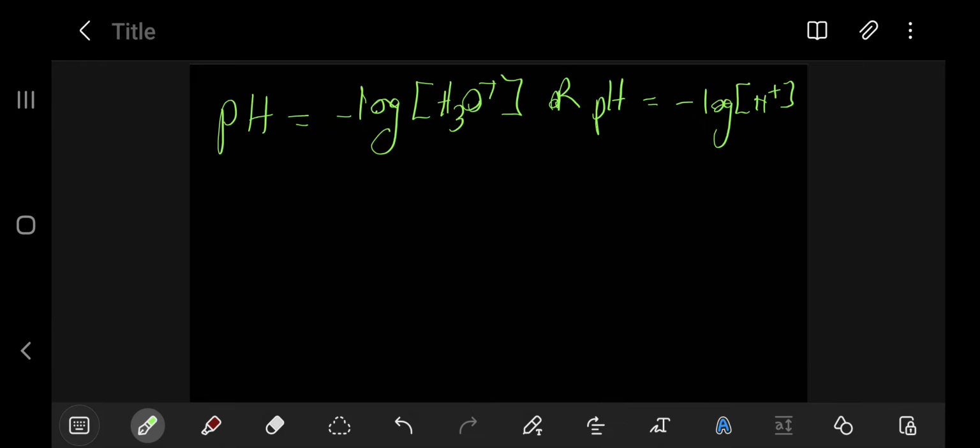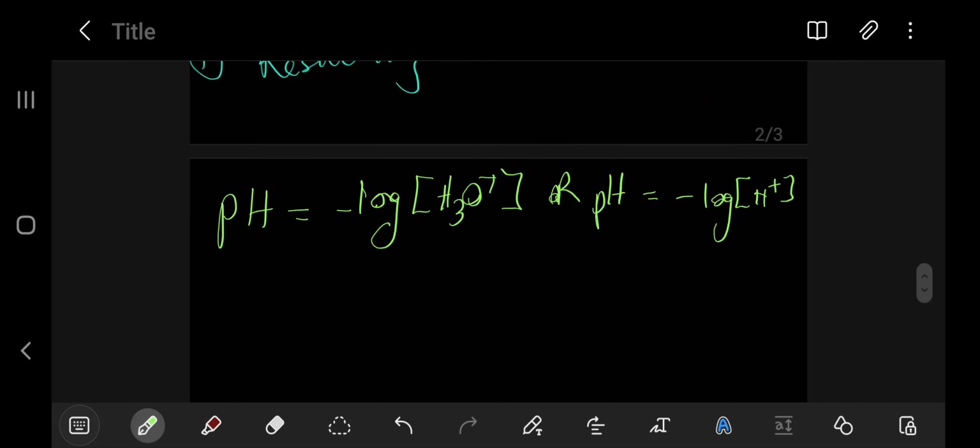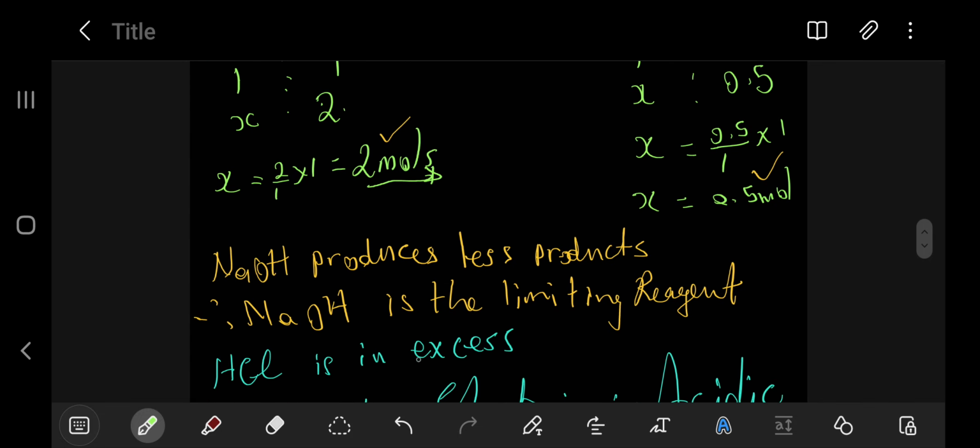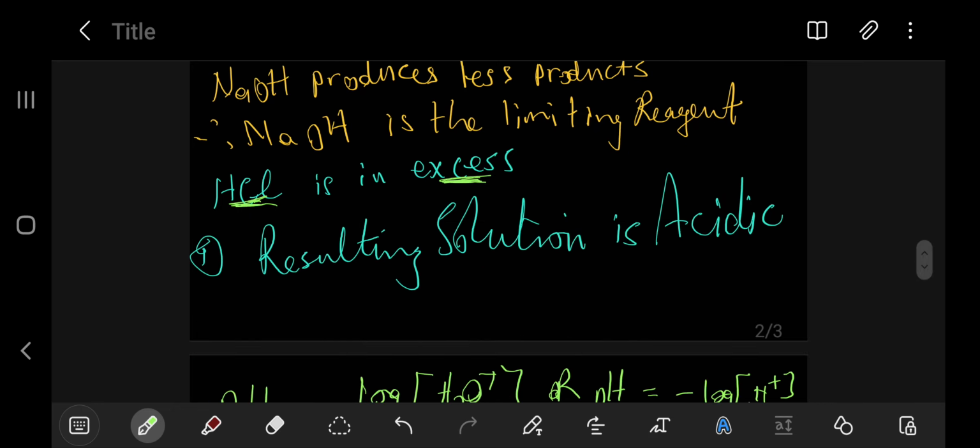So for us to determine the pH, it means we have to find the concentration of these H plus inside that solution. And where are these H plus coming from? Obviously from the hydrochloric acid, which is in excess. So we have to determine the excess hydrochloric acid, right? So how do we determine the excess hydrochloric acid? We had the total hydrochloric acid, right?